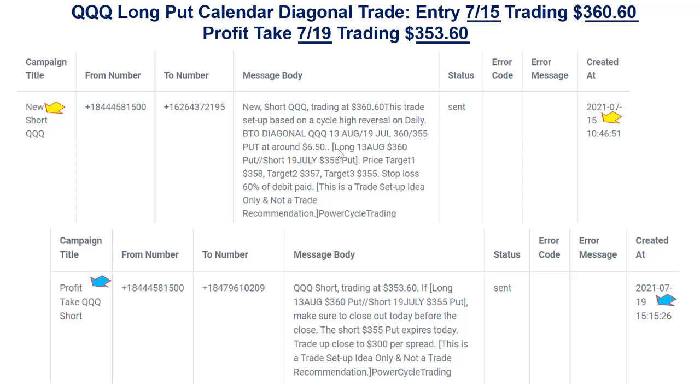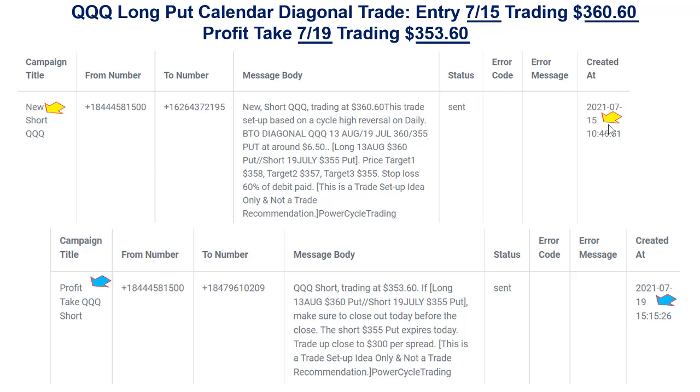So in this trade, we're going to be long the 13 August, further out in time, the 360 put, and then closer in the 19 July 355 put. And we got into this trade at 650 or lower. That's your debit cost. And then we put price targets in, price target 351, 358, 57, 55, stop loss, etc.